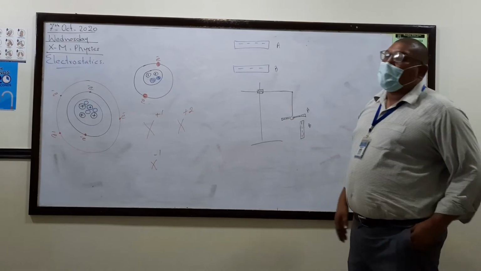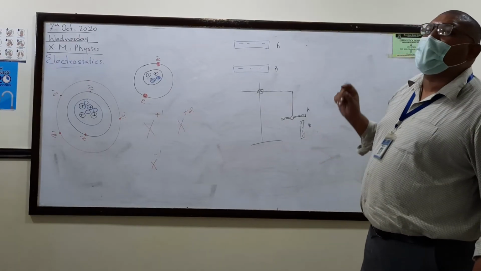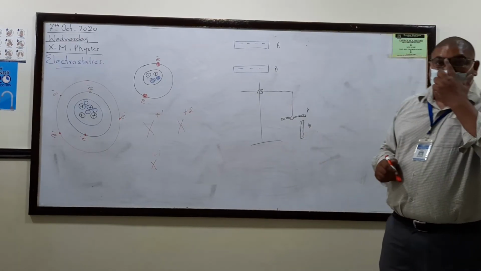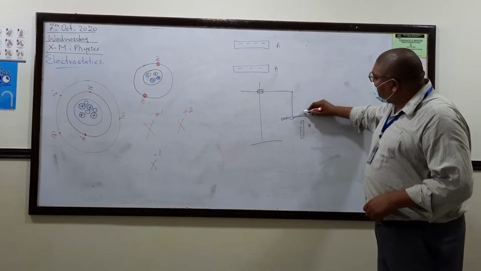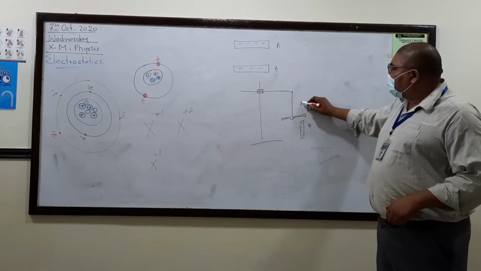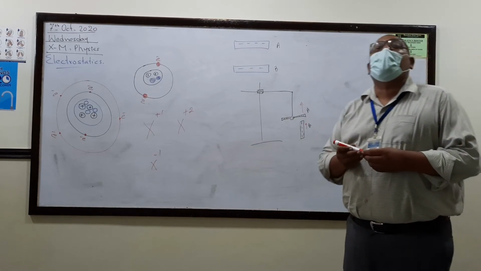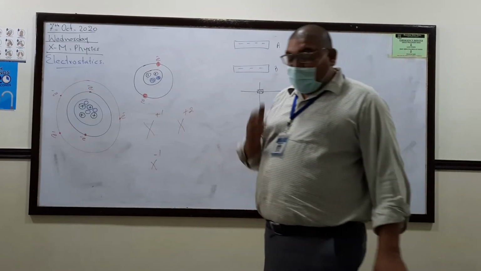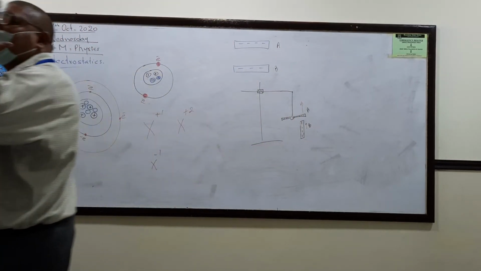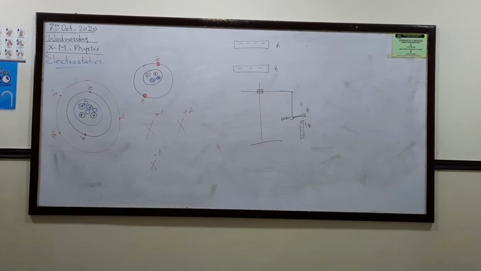So they are repelling each other. The reason is because they both have the same charge on them. So it will move like this. When you try to bring it near it, it will run, it will twist, it will move away. So from here, a very basic concept, we make a conclusion.